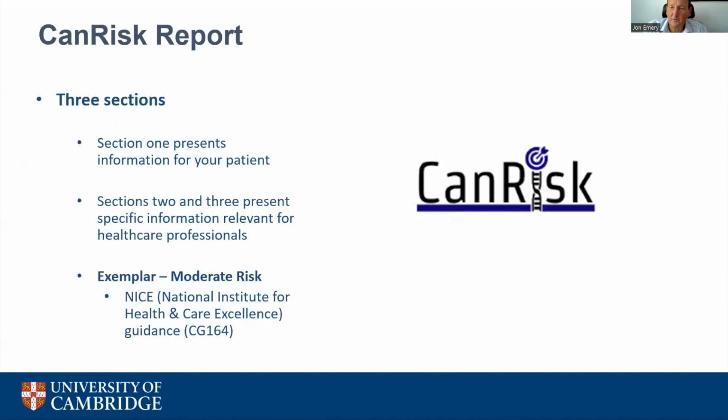The CanRisk report is broken up into three sections. The first is predominantly information for your patient, and sections 2 and 3 provide more specific information relevant to healthcare professionals. And I'm going to talk now through a moderate risk report as an example.